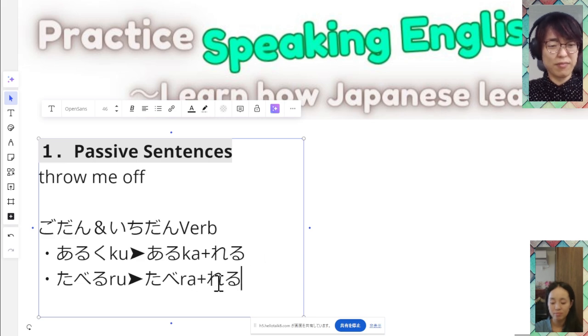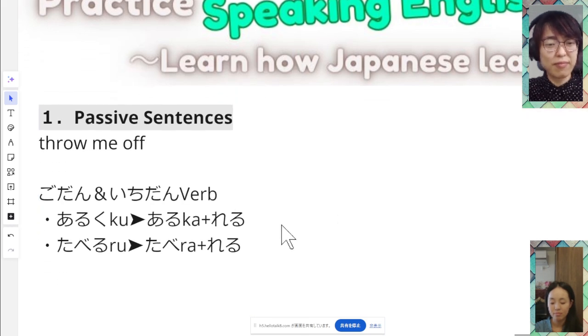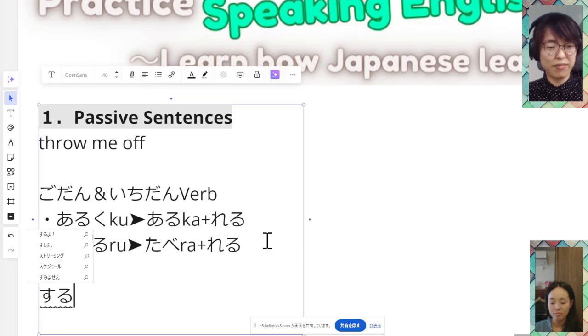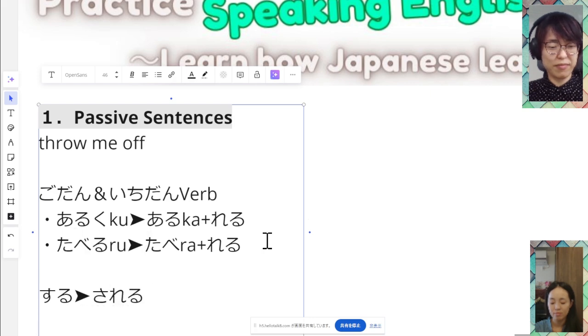Now, there are still two irregulars for the passive form, and those are suru and kuru. Suru becomes sareru, that's the passive form of to do. And kuru, which is to come, becomes korareru. So you just have to memorize those two irregular conjugations into the passive form.